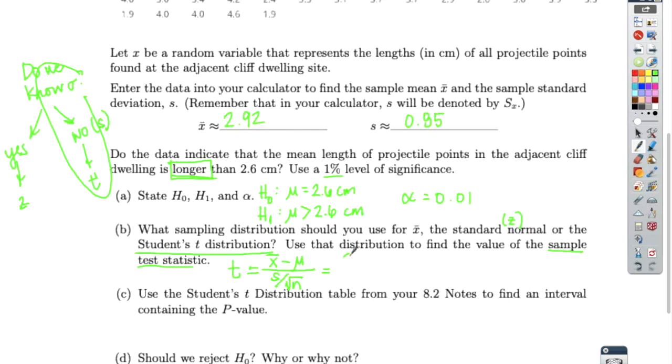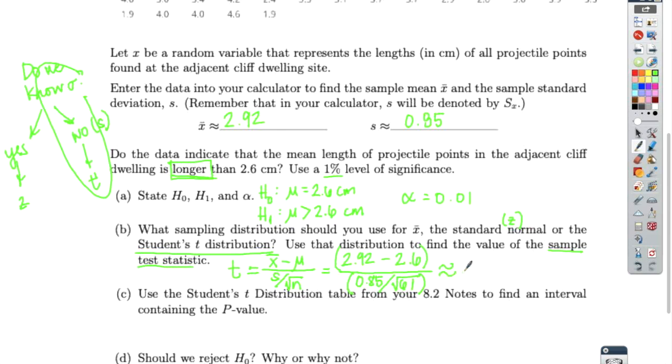So x bar was 2.92. Our population mean was given to us as 2.6. The sample standard deviation is 0.85, and the sample size is 61. So when we throw that into our calculators, and again, I would suggest that you put parentheses around the numerator and also parentheses around the denominator here, and we'll round to 3 decimal points.